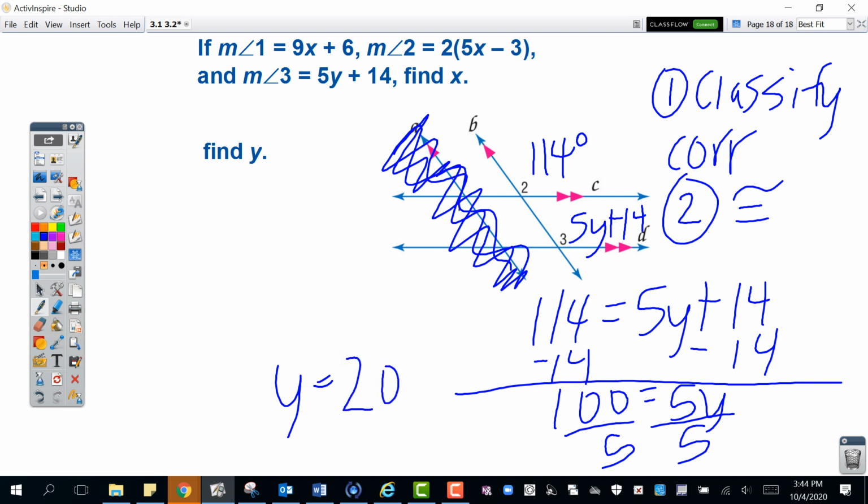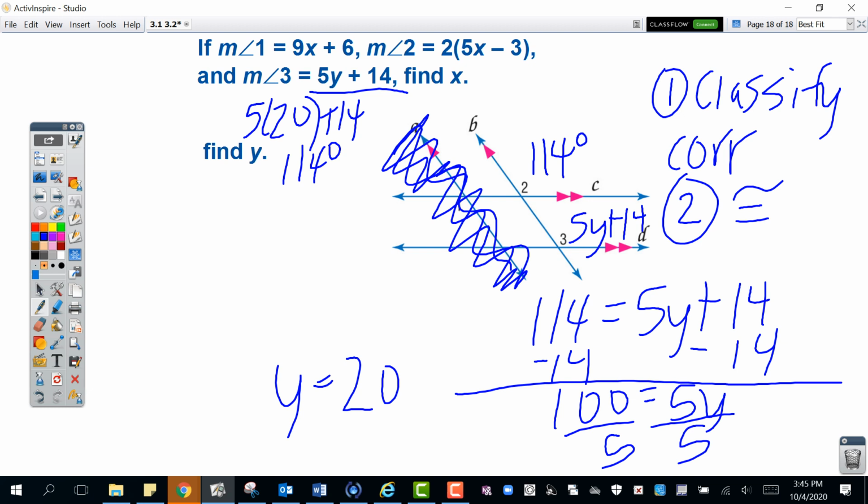All right, again, if I want to check my answer to make sure I'm right, I could plug that y back into my angle here, so that I'd have 5 times 20 plus 14. 5 times 20 is 100. 100 plus 14 is 114 degrees. And what do you know? We got the same angle as angle 2, which is correct because we know those are corresponding angles which are congruent.